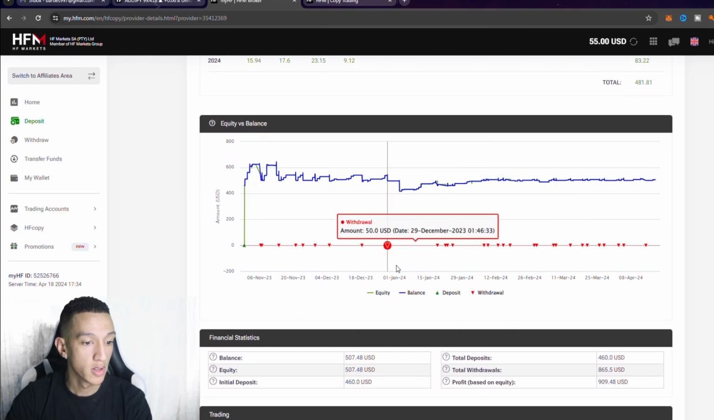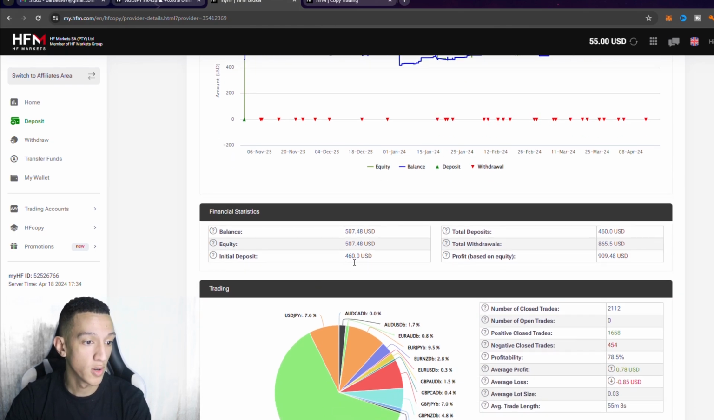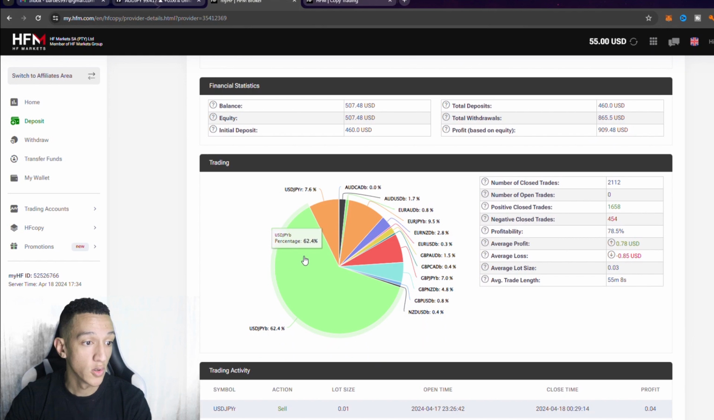This is more of a chart, and here we've got financial statistics. As you can see, this person has a balance of 407, equity of 507, initial deposit was 460, and total withdrawals were 800. So the profit this person made was $900. Here's also a pair overview of the pairs they trade. Their favorite pair was USD JPY, and this is just more pairs.